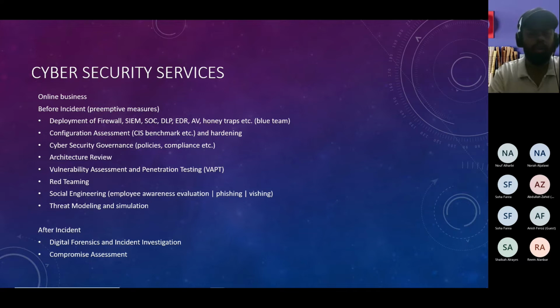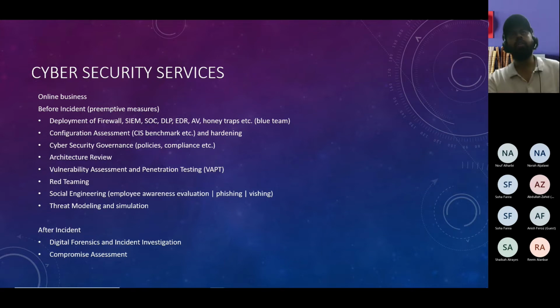Honey traps are also used, to make a trap for the attacker. This is one service that you can pick up, and you must pick it up before the incident. That is blue teaming: you have to deploy the defense systems in your IT infrastructure.